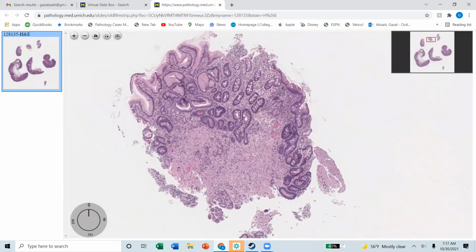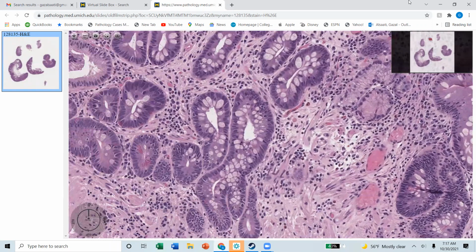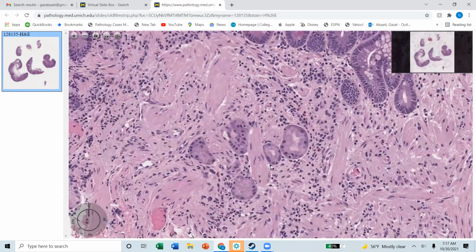We do a chromogranin stain or a synaptophysin, and you will see the ECL cell hyperplasia, which is basically few glands here and here.